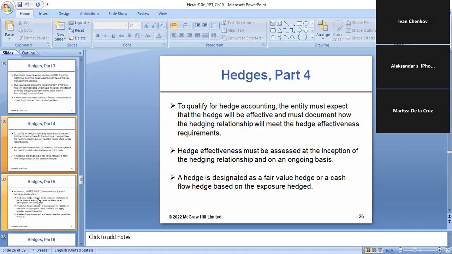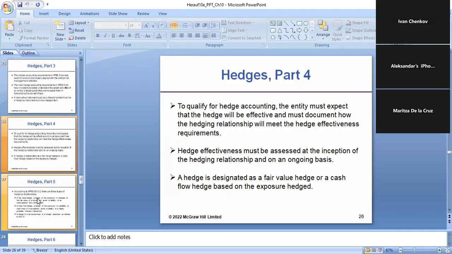Hedge effectiveness must be assessed. How effective is the hedge? It will be assessed at the inception of the hedging relationship and on an ongoing basis. So basically, for the item that you purchase, how effective is it on the day of the purchase and in every reporting period.